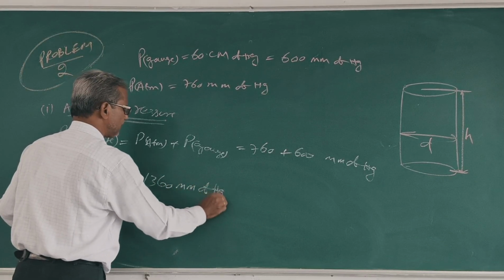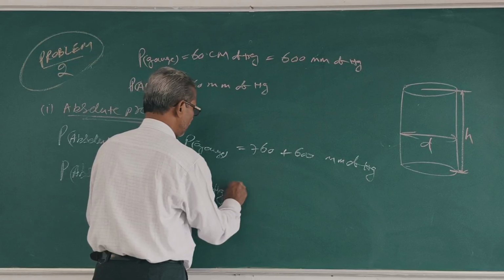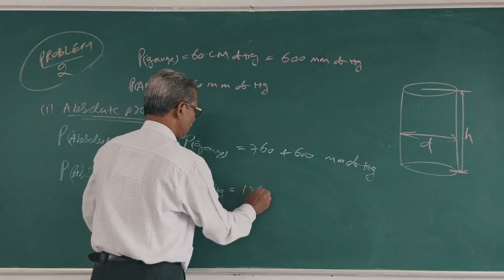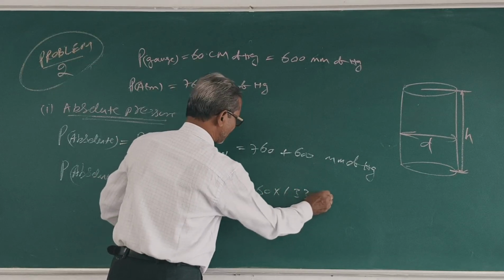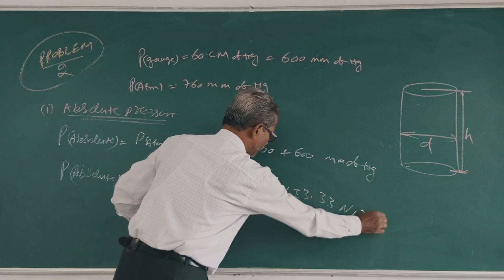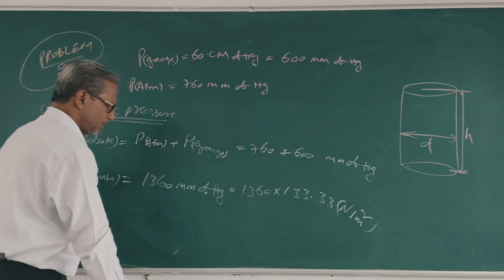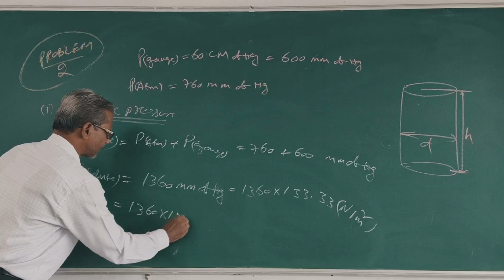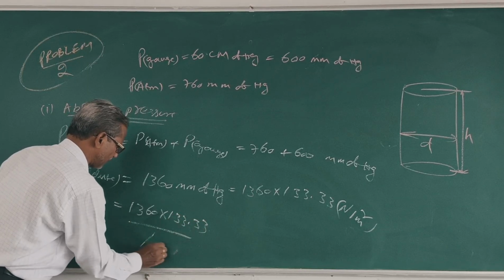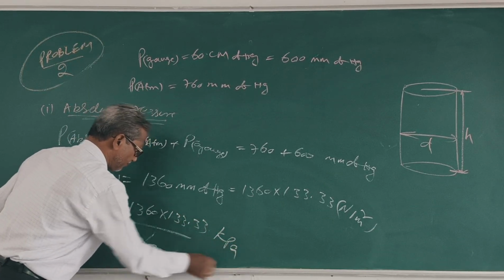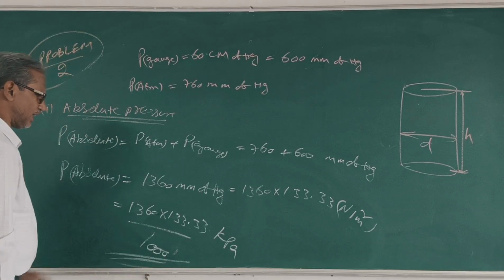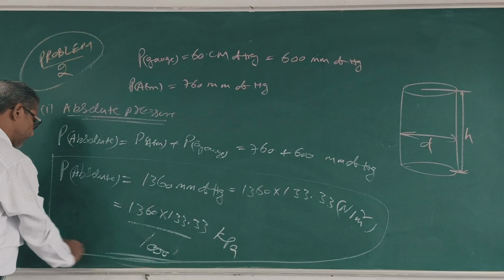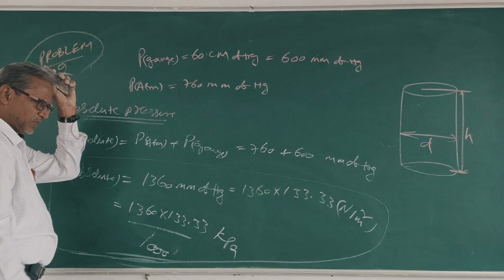mm of Hg, which is 1360 into 133.3 Newton per meter square. Clear? That is 1360 into 133.3 by 1000 kilopascal. This is the answer. You use calculator and find the answer. Clear? Next, specific volume.